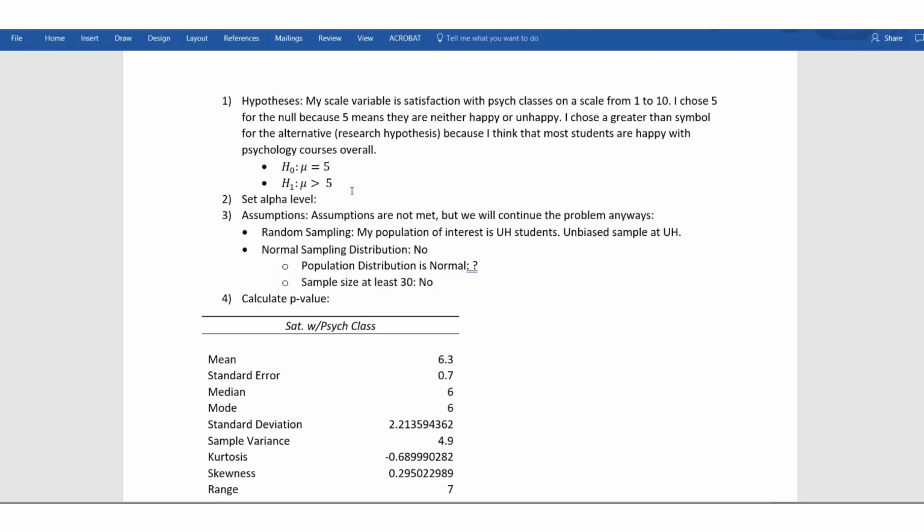Not everyone's going to be happy, but overall, they're happy. So overall, I think the average will be greater than 5. Again, you should justify this, and it could be different for you.